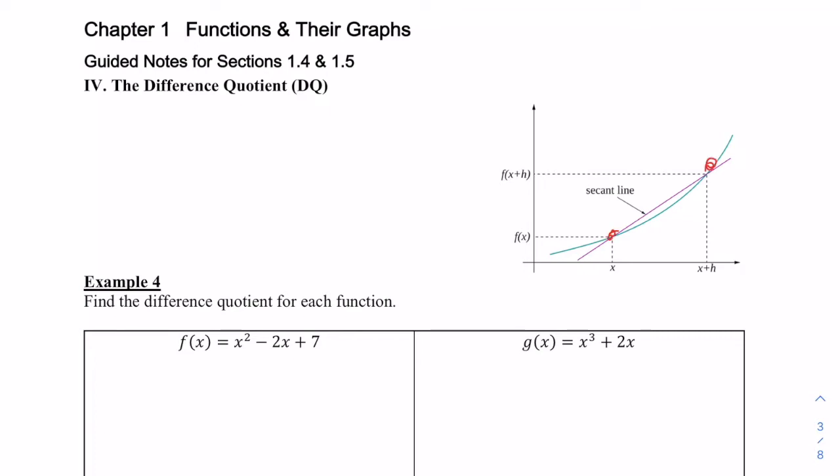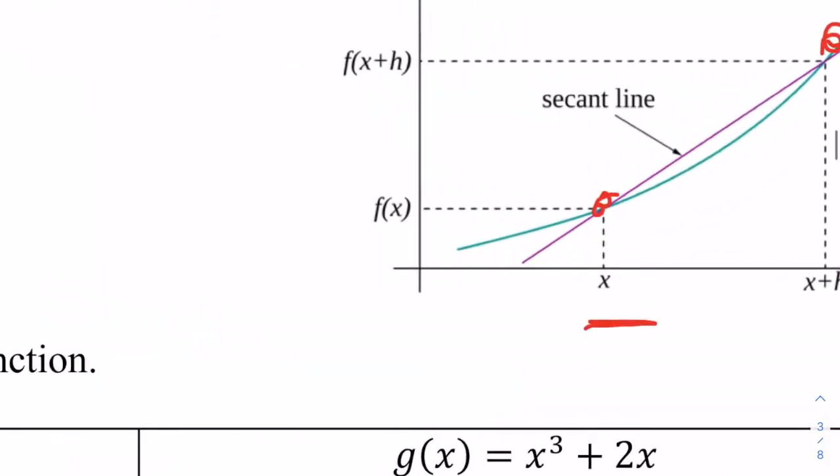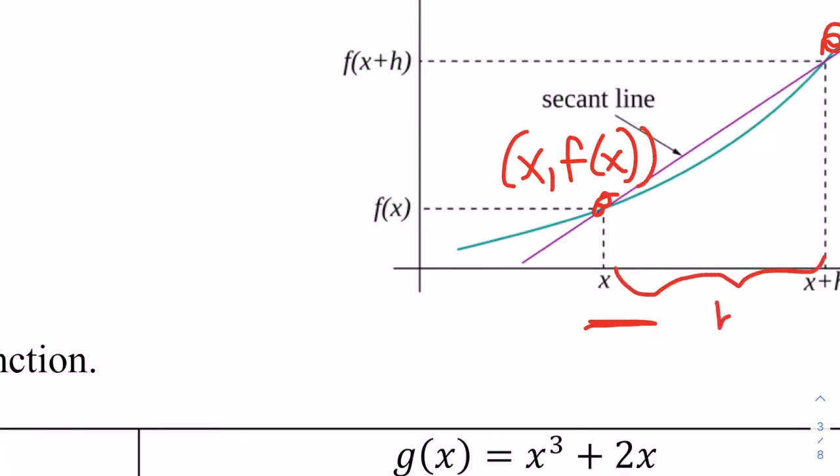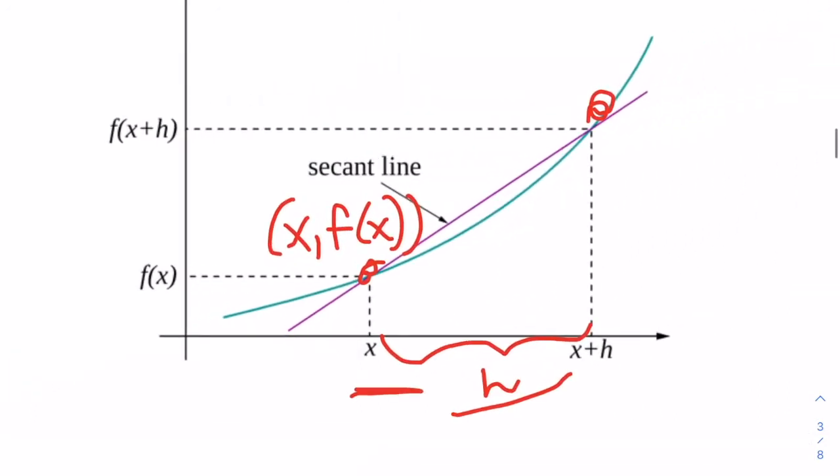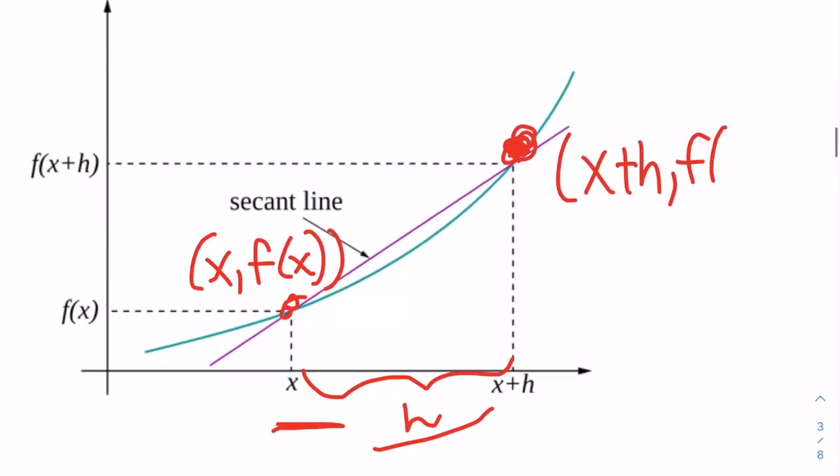And say we don't know exactly, but we know that there's a value for x, and we plug that in, we're going to get that point x and f of x, which is our y. And then say we had another point, which was h units away. So if that point was h units away, the coordinate for this point would be x plus h and f of x plus h.